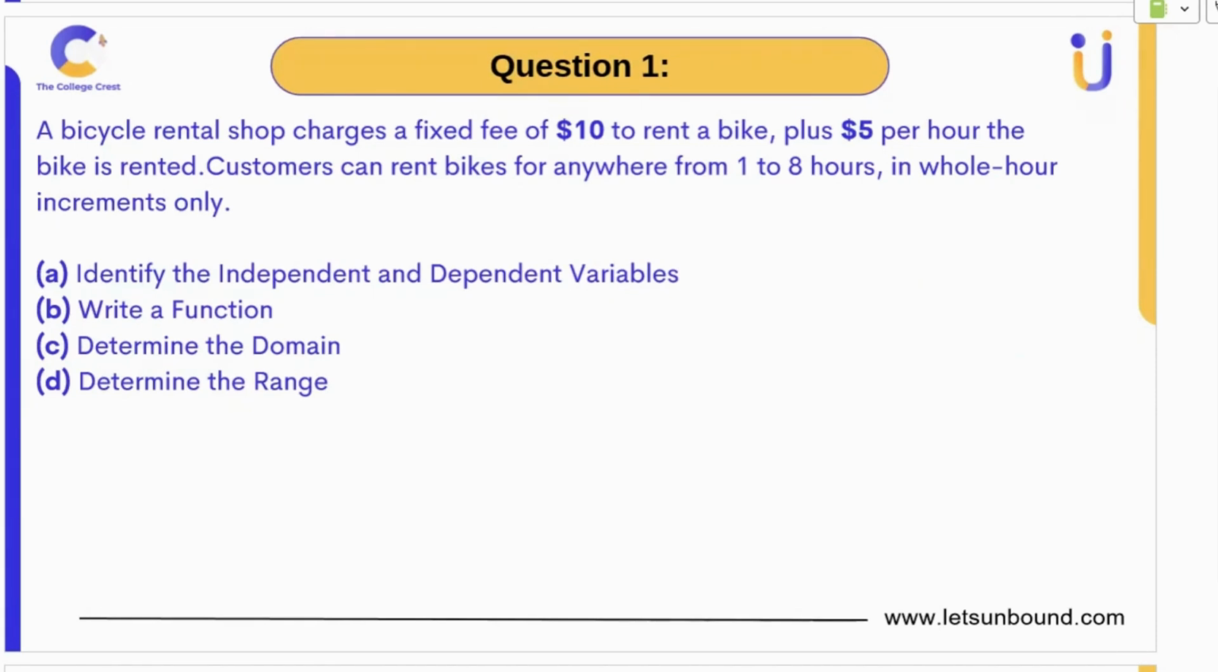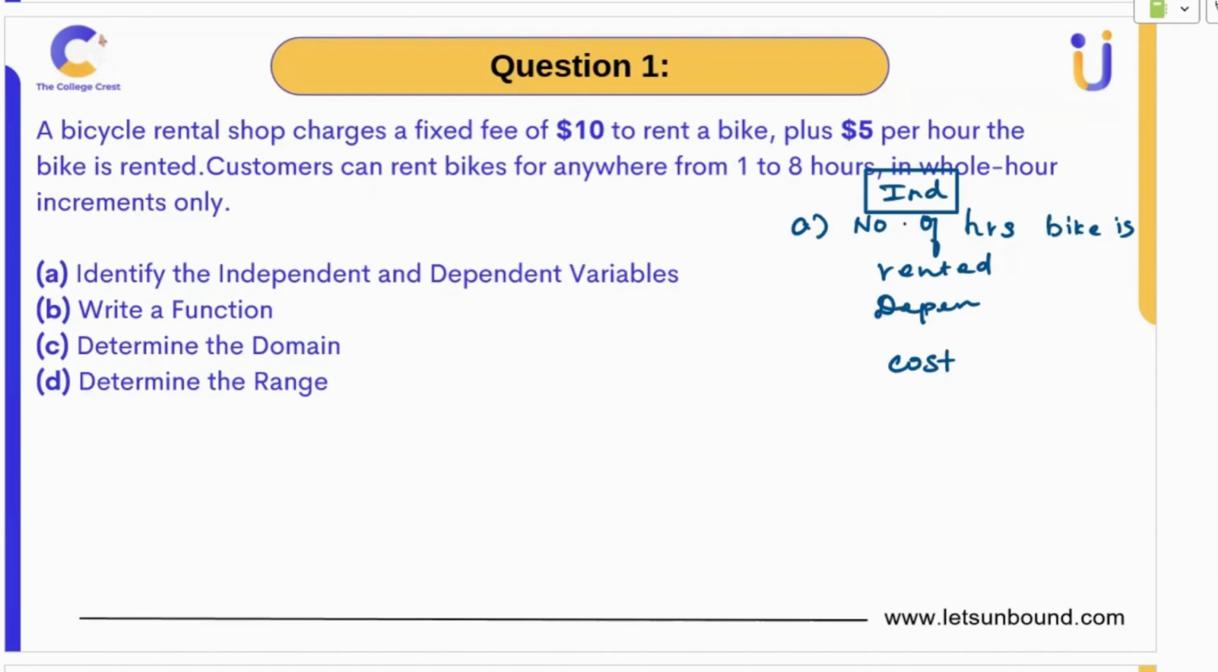So the cost will be calculated based on your hours. So the hour is playing an important role. Based on hours, you can tell the cost. So the independent variable is hours. You can take 1, 2, 3, 4, 5, 6, 7, 8, right? So the number of hours the bike is rented is independent. And the dependent variable is the cost, or you can say the charge. So the cost is dependent.